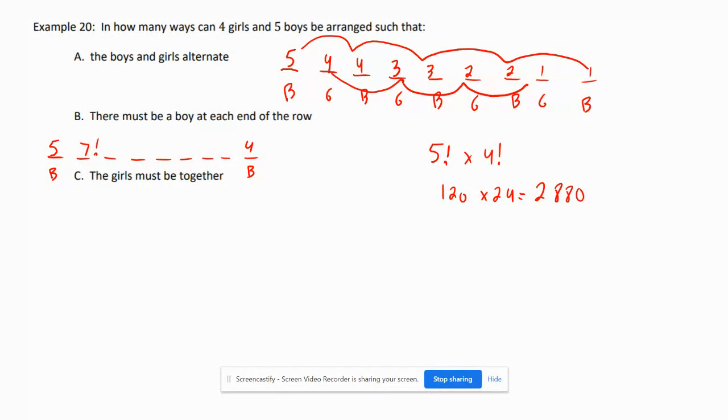That means we have 7 factorial in the middle. Okay, so I'm going to go ahead and do that on my calculator as well. We have 5 times 7 factorial, which is 5,040, times 4 equals 100,800. Sound good?